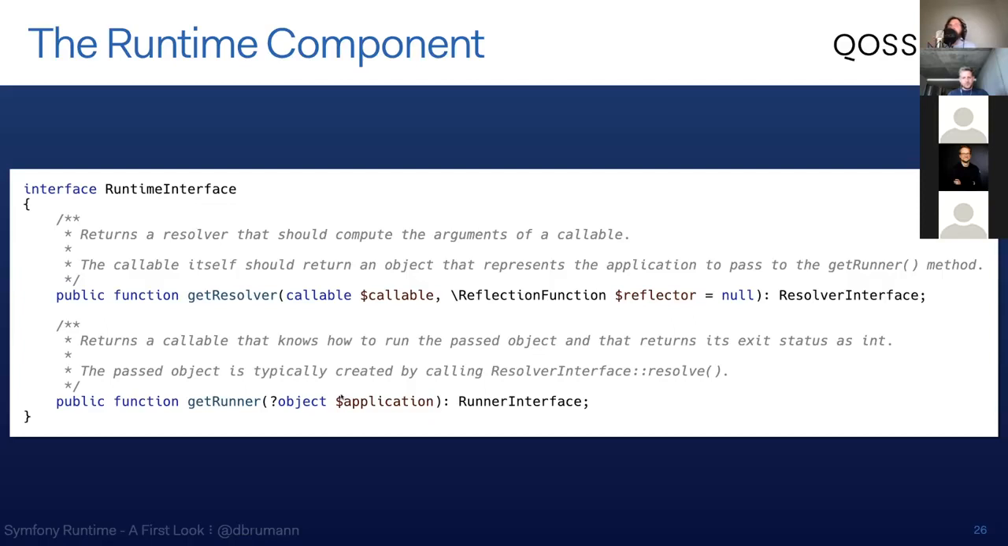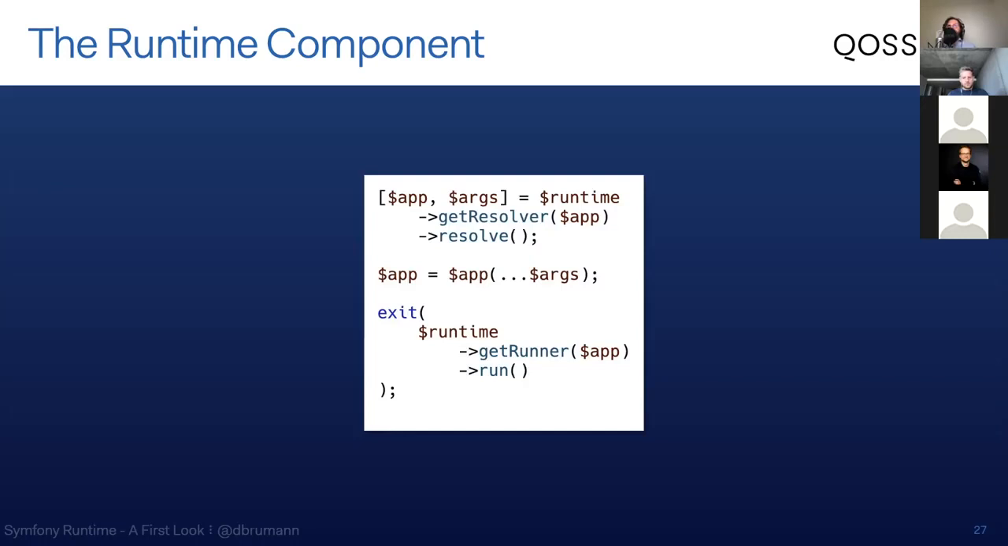So this is basically where your kernel handle or your application console application run would be called. And this is how it looks in the autoload runtime PHP. So you have the runtime, and you call the get resolver. App is your callable that you got in your index PHP, and then you call resolve, and what you get back is another app. So again, this is basically the callable and the arguments that your app requires when it will be run.